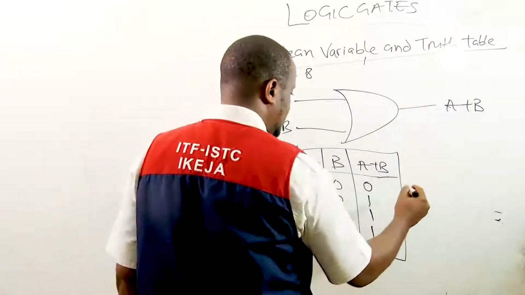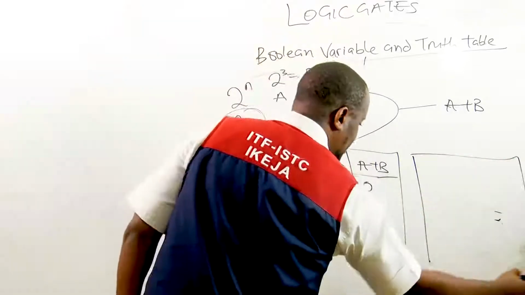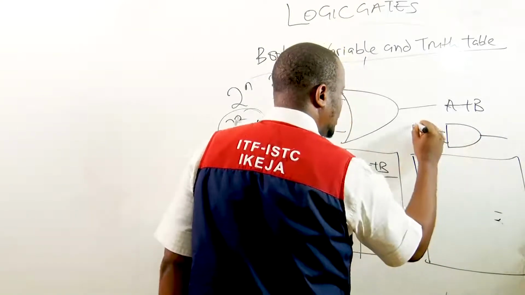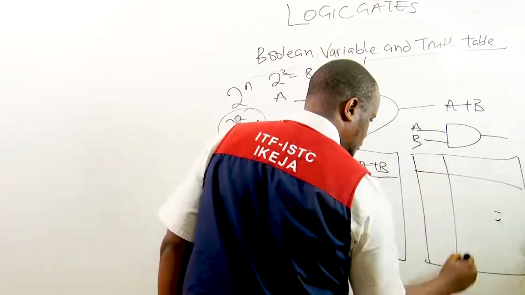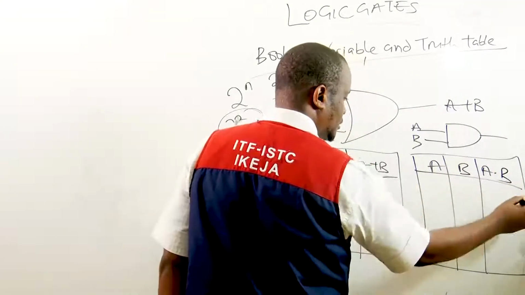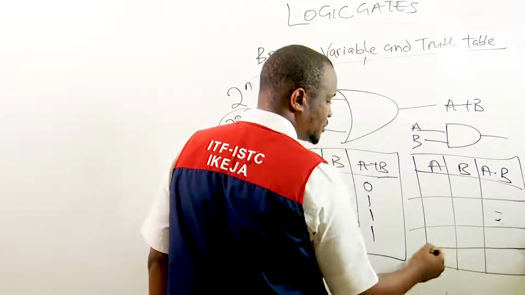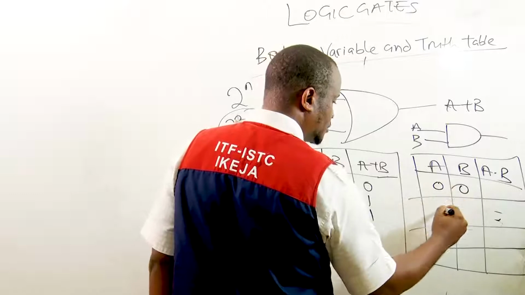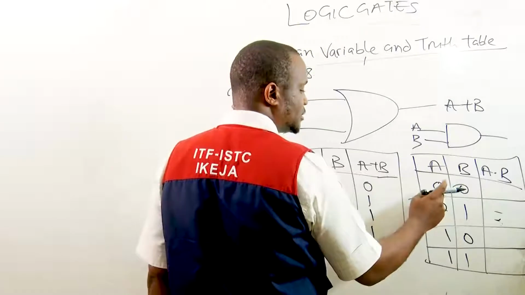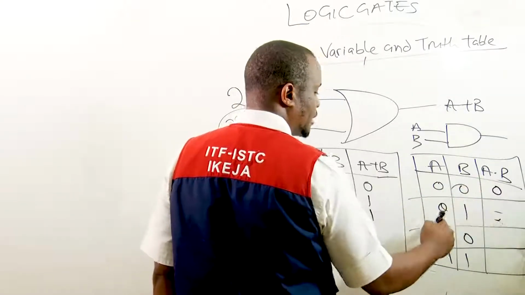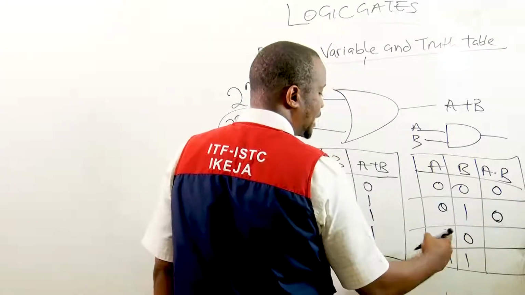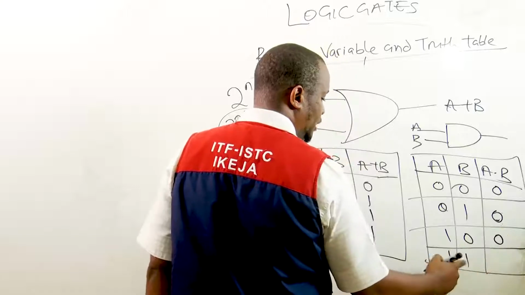Okay? So when we look at that for the AND gate, the 2-input AND gate with A and B, A and B, we're going to also have 4 possible values, which are 0 0, 0 1, 1 0, 1 1. So 0 and 0 is 0. 0 and 1 is what? 0. 1 and 0 is 0. Then 1 and 1 is what?